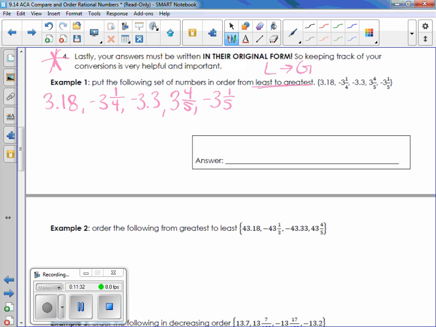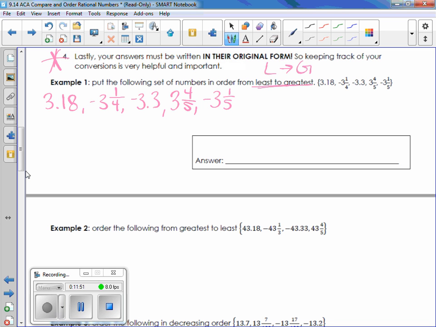What numbers am I going to be starting with first? Which values? The negatives, because negatives are smaller, right? So we're going to be going from least to greatest.